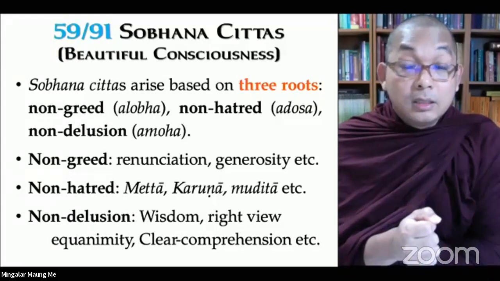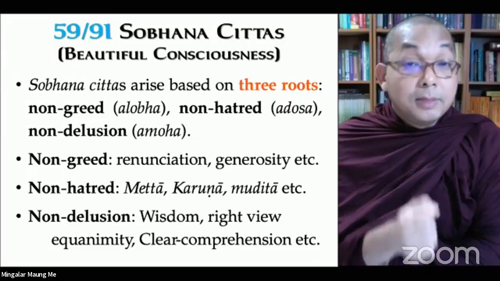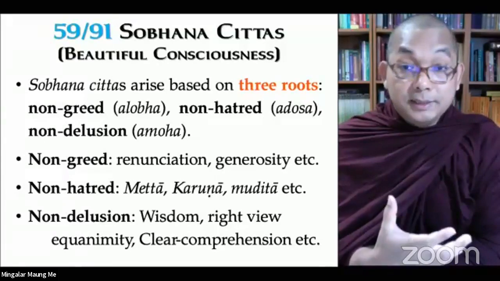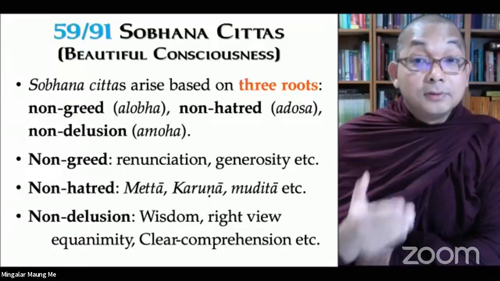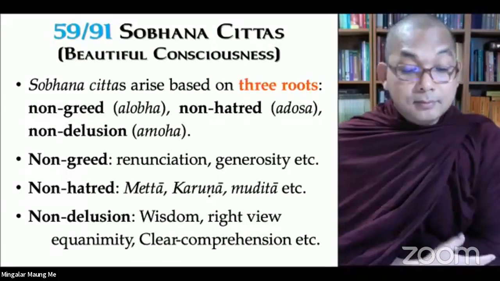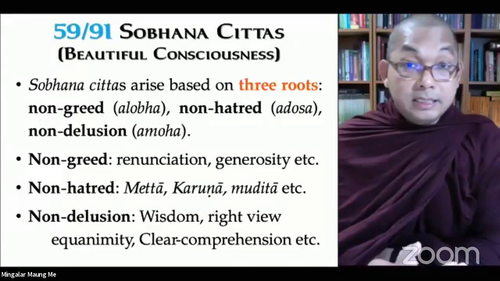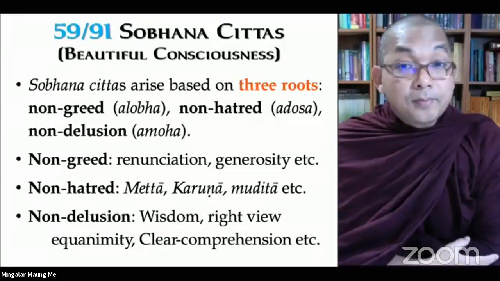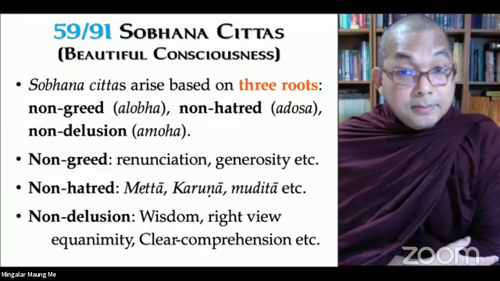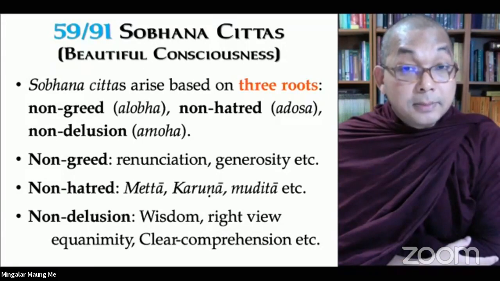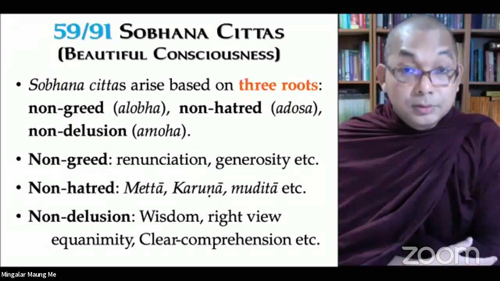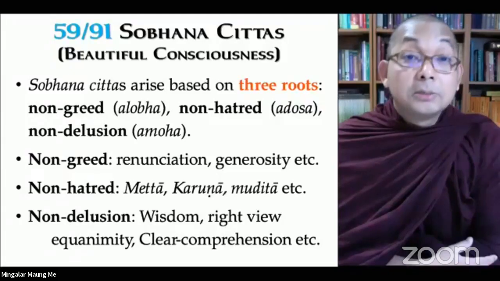Here I want to speak of the Brahma Viharas, or four divine dwellings: metta, karuna, mudita, and equanimity. When you have equanimity, that means it is because of wisdom. If you don't have wisdom and mindfulness, an equanimous mind cannot arise. So for that reason, equanimity can also be added into non-delusion.